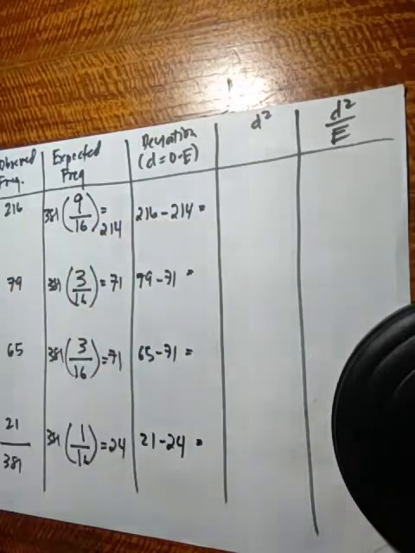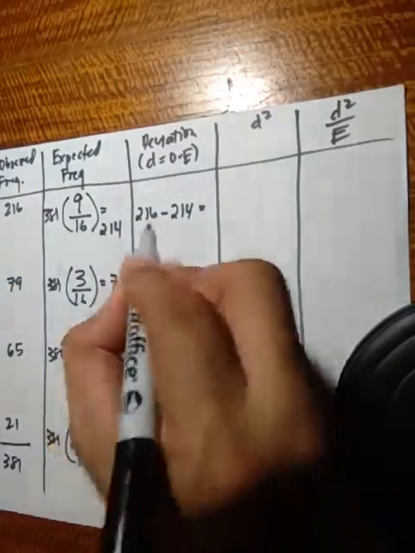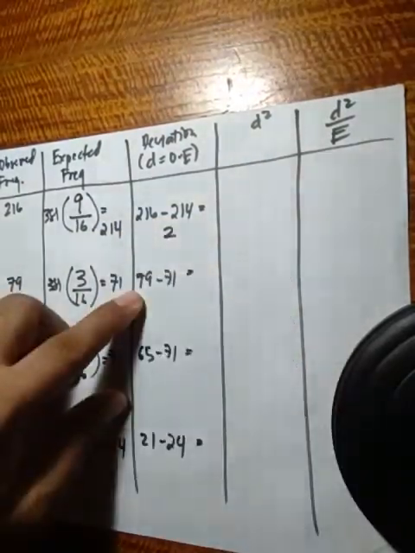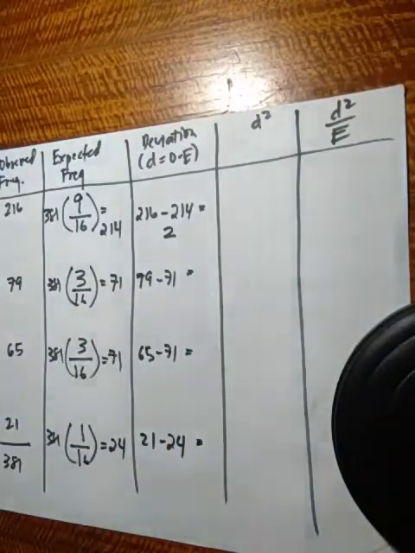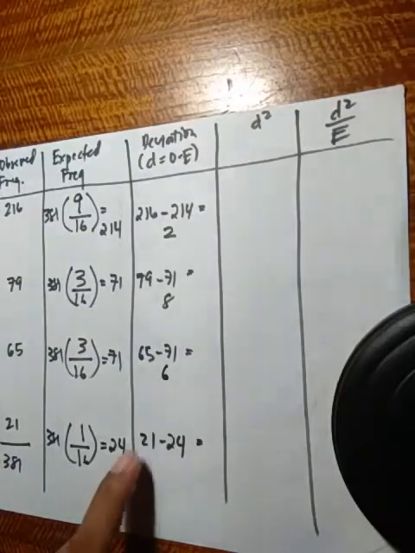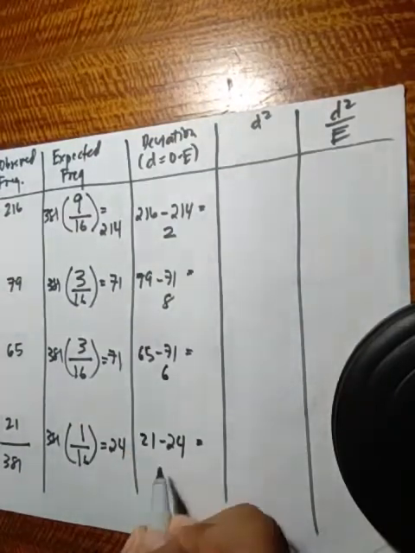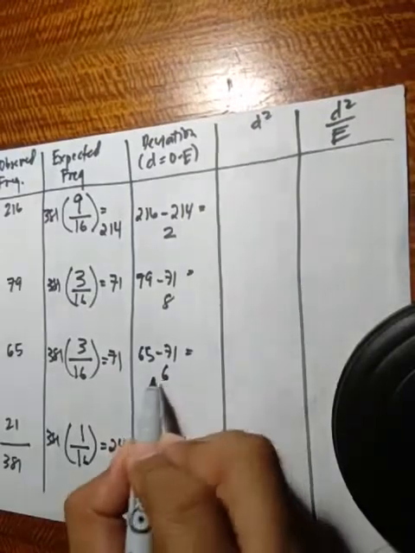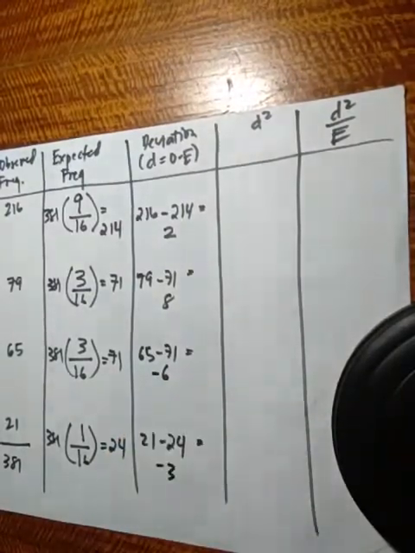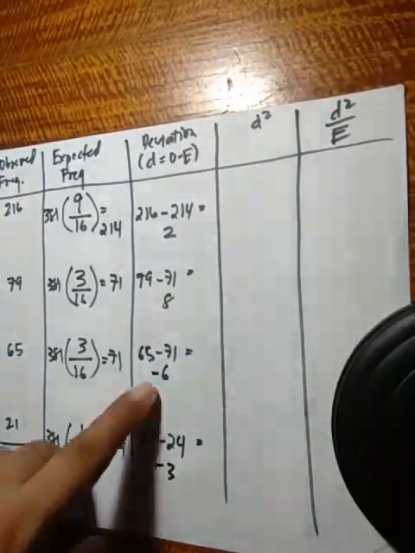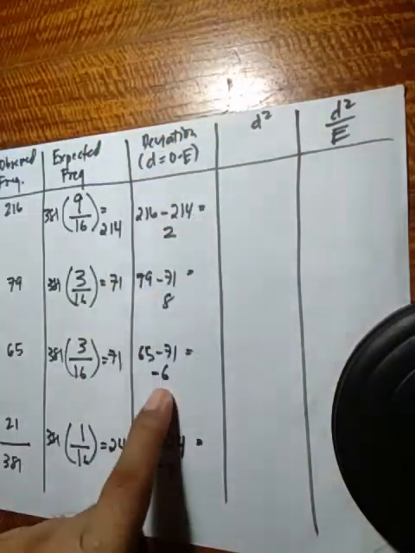216 minus 214 is of course 2. 79 minus 71 is 8. 65 minus 71 is negative 6. And 21 minus 24 is negative 3. Ito pala, negative rin pala to. Yan. So don't worry, there's no problem with negative kasi pag in-square siya, mawawala yung negative na yan.